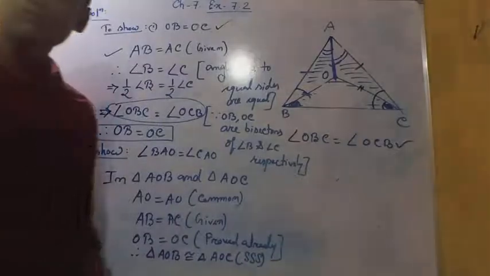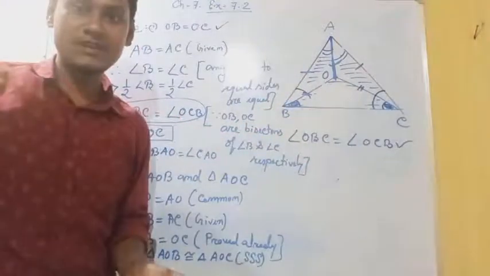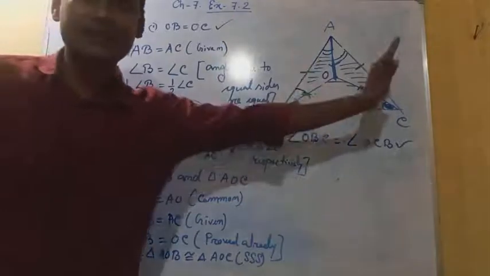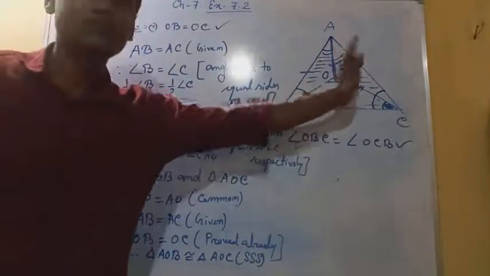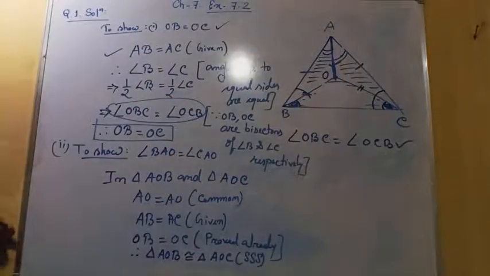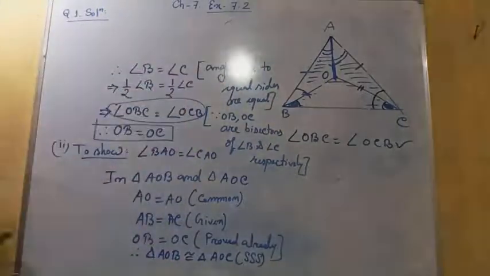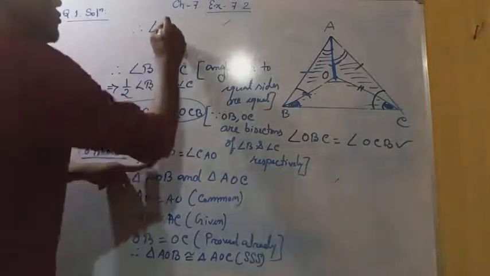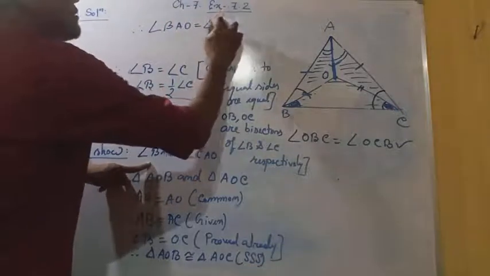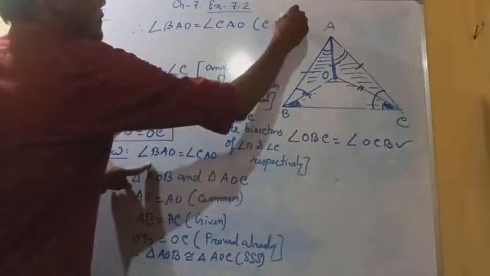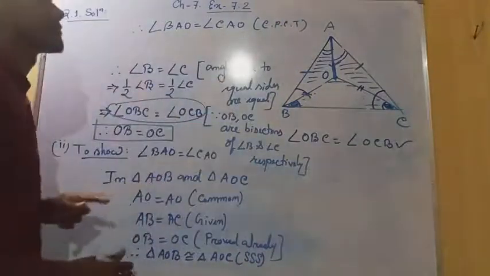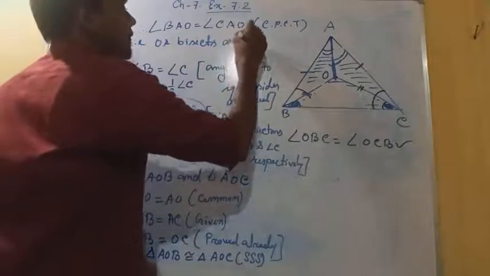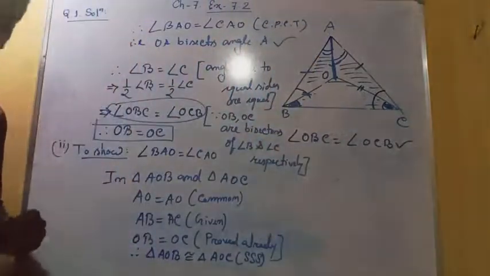Once we are able to show that these two triangles are congruent, then we are very much familiar: corresponding parts are equal, very simple. This angle belongs to triangle AOB, and that angle belongs to triangle AOC. So after showing that both the triangles are congruent, straight away we can write, therefore, angle BAO is equal to angle CAO, by CPCT. So these two angles are equal, which means OA bisects angle A. That is what we were supposed to prove. So that is how we can prove these things.